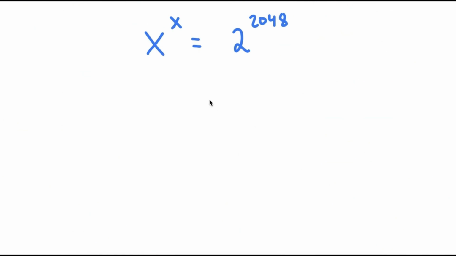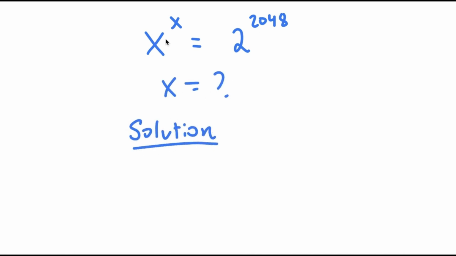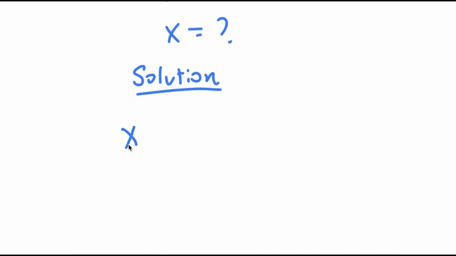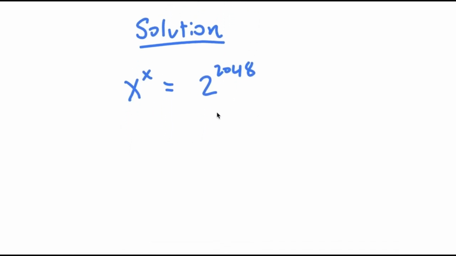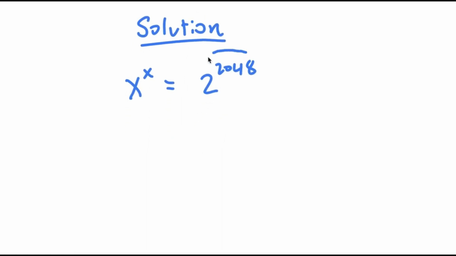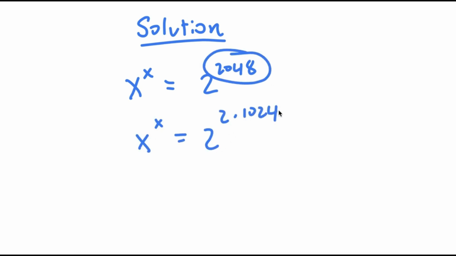Alright, so in this problem, I have x to the power of x is equal to 2 to the power of 2048. So to solve this problem, I obviously want to find the value of x. So for my solution, first start with x^x is equal to 2^2048. And now I'm going to rewrite 2048 here as 2 times 1024.